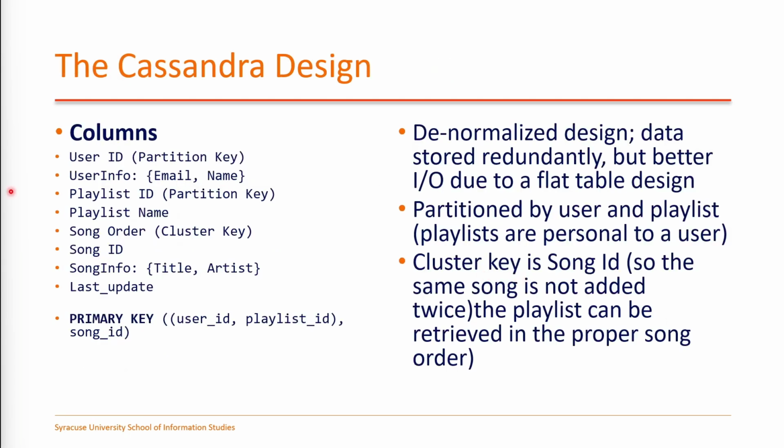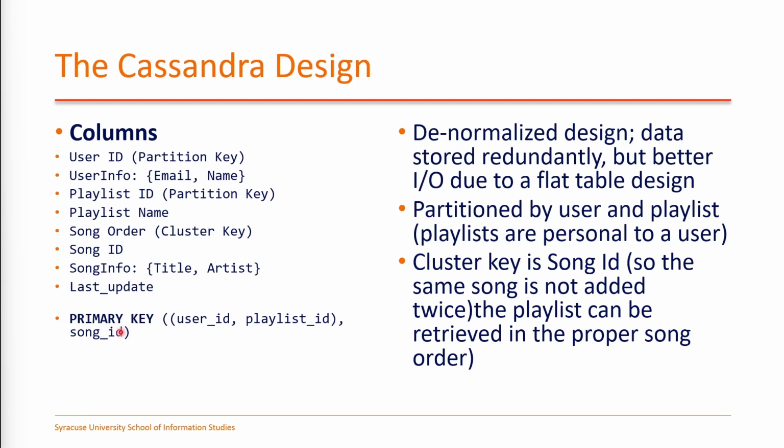So I could have columns like user ID and then another column of user info with email and name and all this other stuff. And then playlist ID, and that would be the partition key, and then playlist name. And then I would have a cluster key that would tell me the song order, or maybe it could be the time it was added to the playlist. And then the ID of the song, and then some info about the song, like the title and the artist, and maybe a pointer to where I could go play the song.